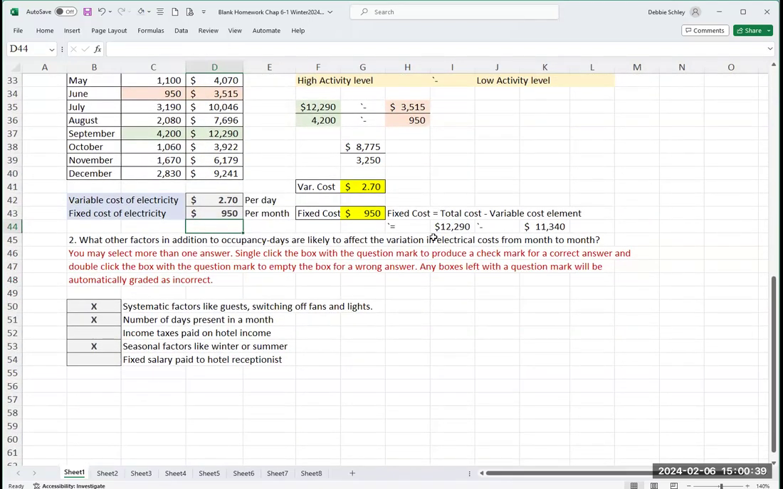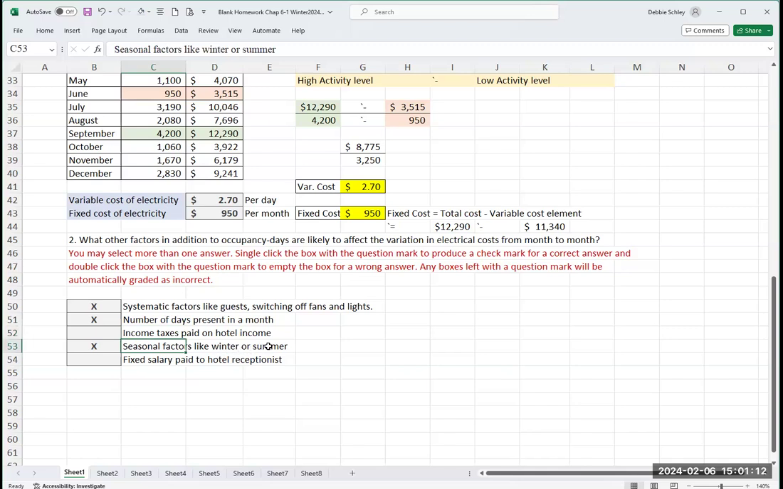things that are going to affect the variation in electricity cost. If I do this, it's going to cost more money. So systematic factors like guests switching on and off fan lights. Well, okay, yes, because they're using more electricity. The number of days in a month. Yes, because it is by day. Income taxes paid on hotel income. That has absolutely nothing to do with electricity costs.